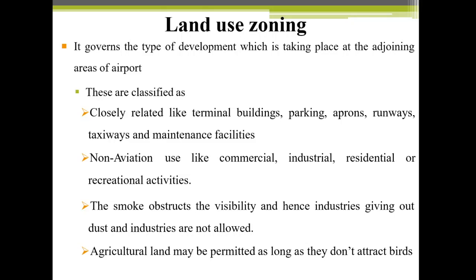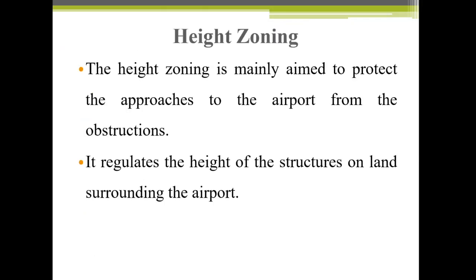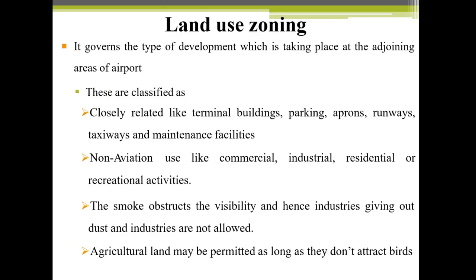The land use zoning is classified as, first, closely related like terminal buildings, parking, apron, runways, taxiways and maintenance facilities. The non-aviation use like commercial, industrial, residential or recreational activities. The smoke obstructs the visibility and hence industries giving out smoke and dust are not allowed. So MIDC is not allowed near the airport. Agricultural land may be permitted as long as it doesn't attract birds. So these are the aims of the land use zoning.